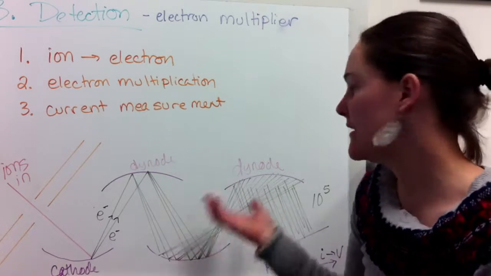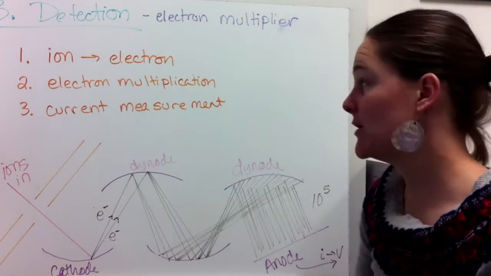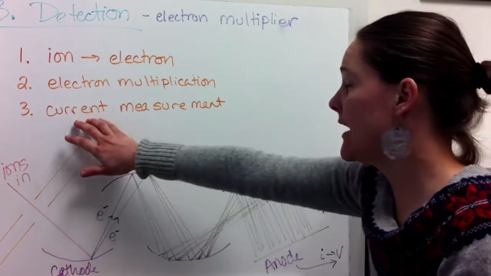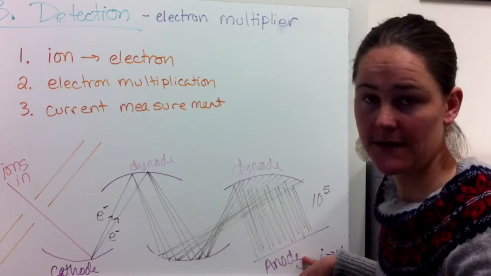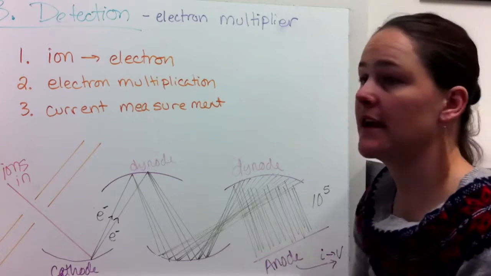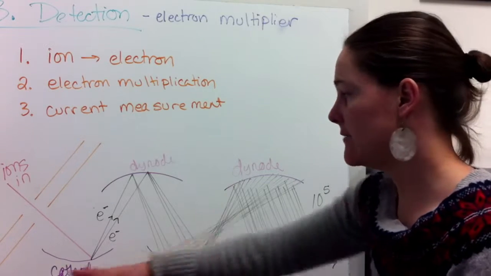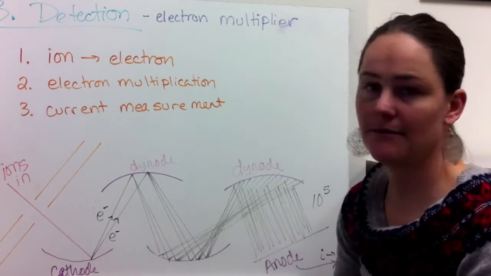And so I've drawn it in a relatively simplistic way, but you can end up with 10 to the 5th multiplication. And so then at the anode, all of these electrons are collected, it generates a current, and we can easily convert that current to a voltage, which we can easily measure. So we're basically measuring the number of ions based on the current that we measure.